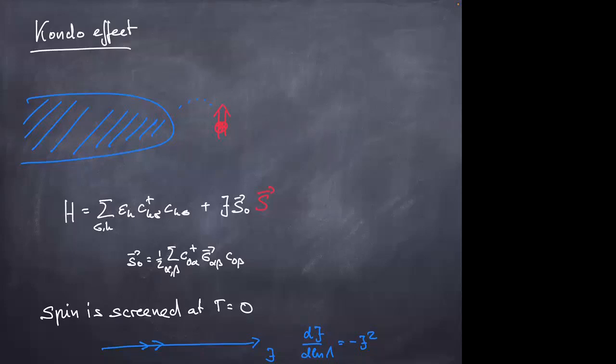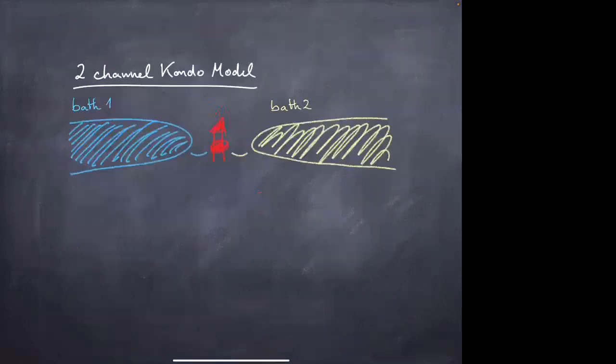So much for the single channel Kondo effect. Now, this talk is about the two-channel Kondo effect. This is a variant, a generalization of the single channel Kondo model in the following sense. We now have two fermionic baths, and the local spin degree of freedom of the two fermionic baths is again coupled to one single spin.